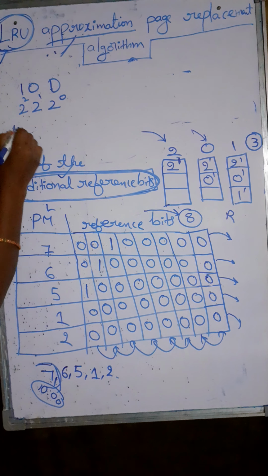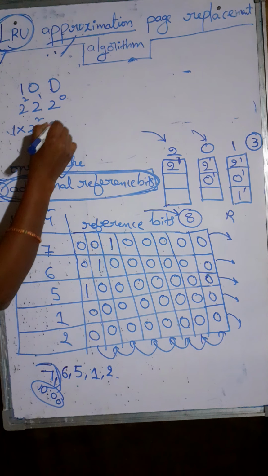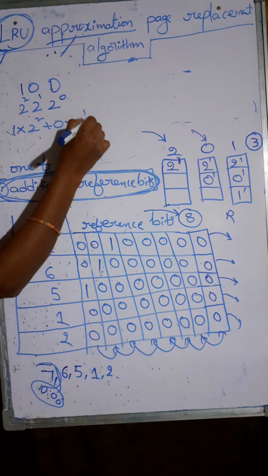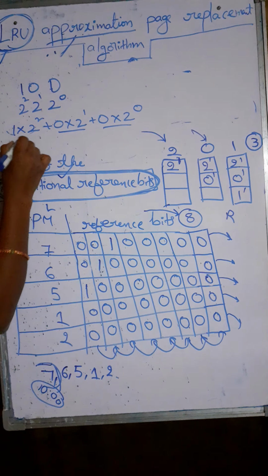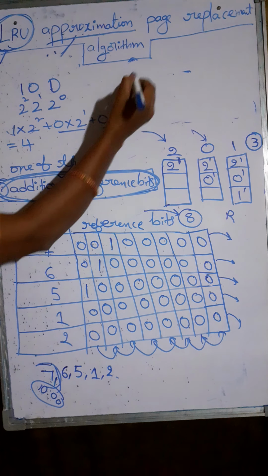Then 1 into 2 power 2 plus 0 into 2 power 1 plus 0 into 2 power 0. 0 into something is 0. So what is the answer? 4.